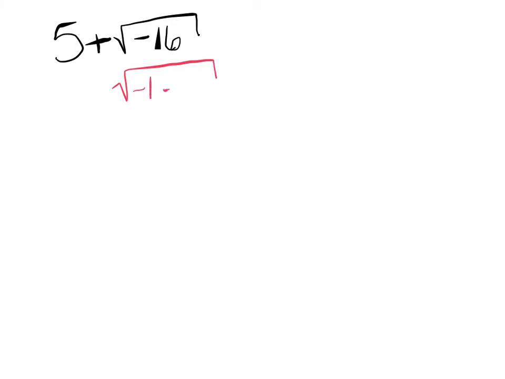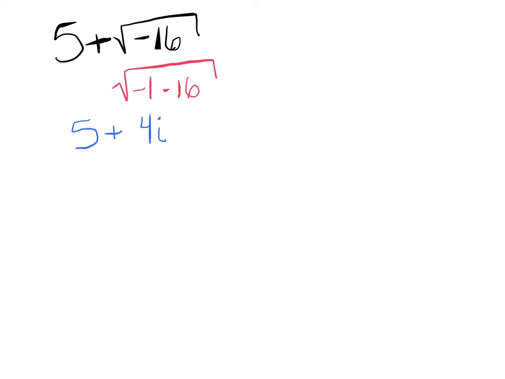So let's say we had 5 plus the square root of negative 16. Now let's focus on the square root of negative 16. This can be written as the square root of negative 1 times 16. Well, I know the square root of negative 1 is i, and I know the square root of 16 is 4. So this is really 4i. I'm going to bring down that 5. So my problem becomes 5 plus 4i.